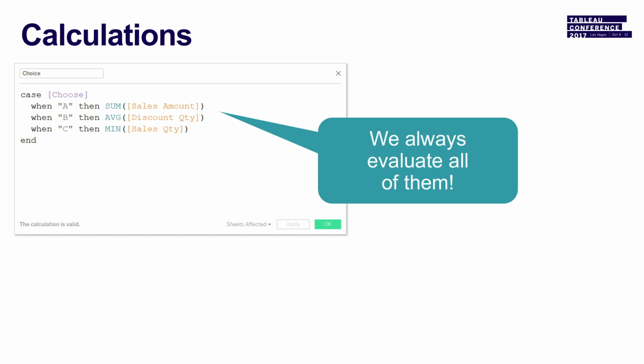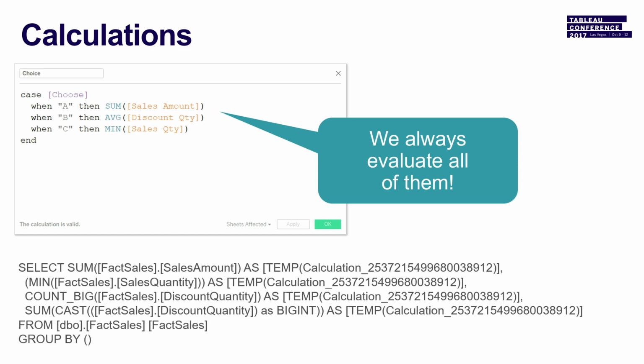So that calculation right there causes this query. And what you can see is it's going to get the sum of sales, the min of sales quantity, the count of sales quantity, the sum of the fact sales, the min of the sales quantity, and then notice I get count and sum of discount quantity. I actually asked for average.